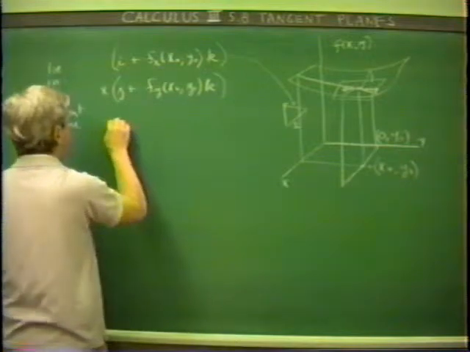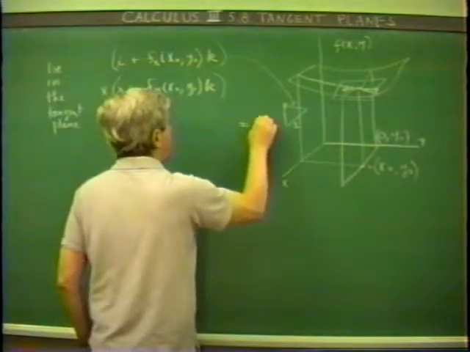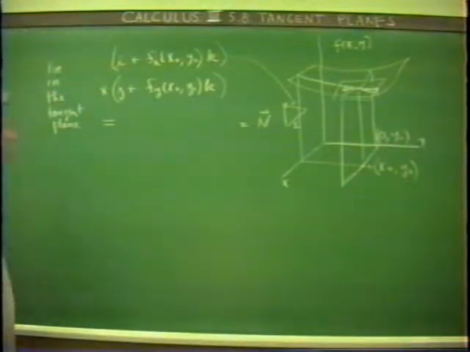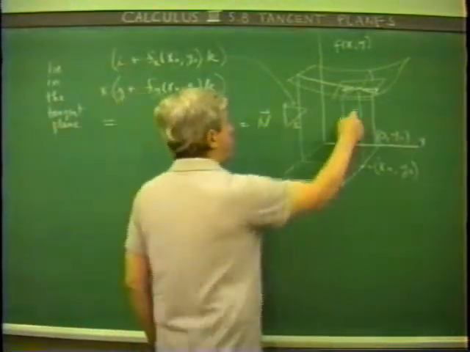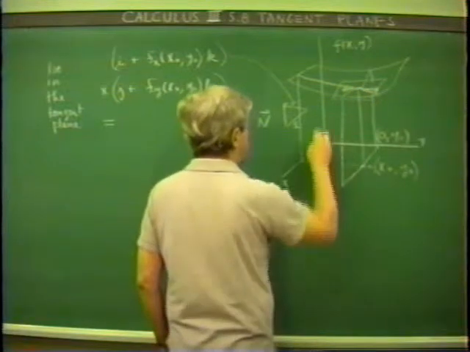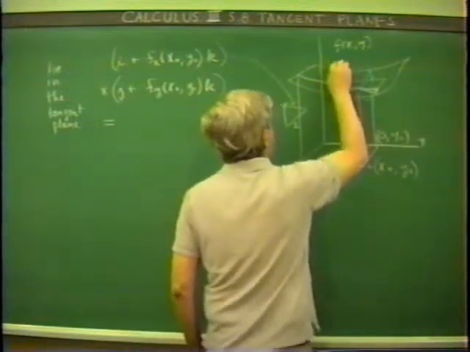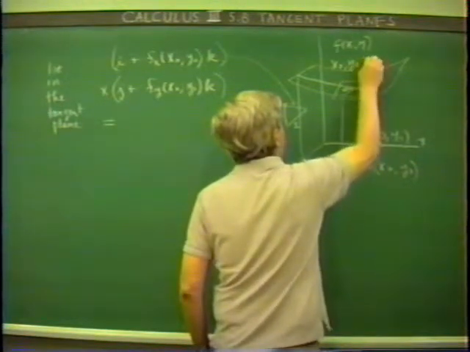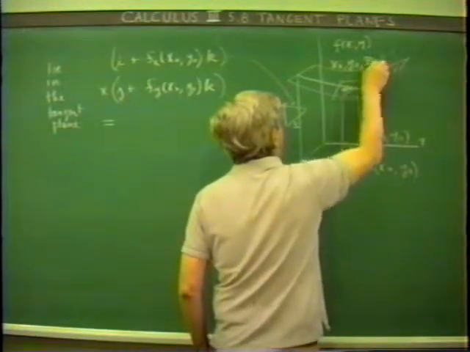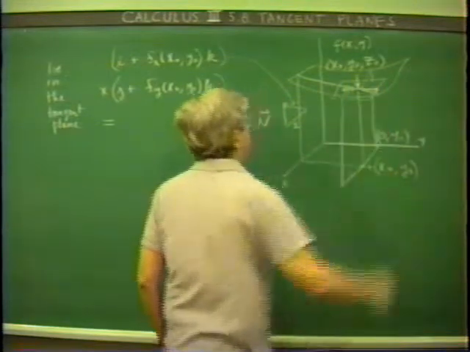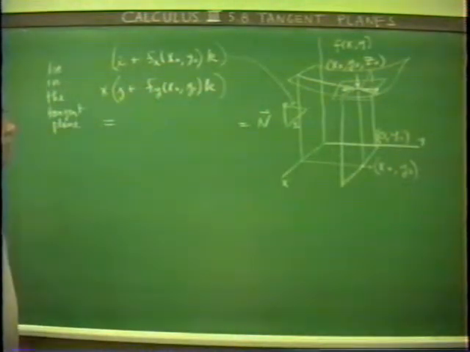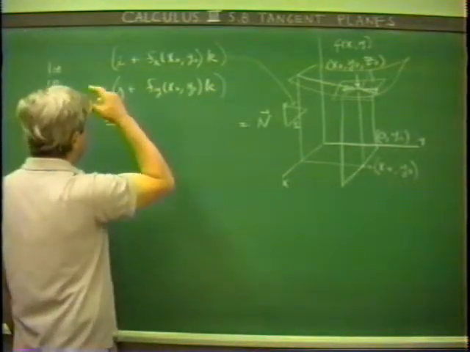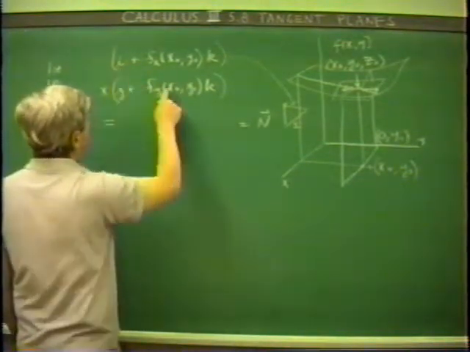So that consequently, if we take these two vectors and take their cross product, this is going to give us a vector which is normal to the tangent plane. Once we have a normal vector, and we also know that the position of this is at the point x naught, y naught, z naught, if you want, where z naught is f of x naught and y naught, then we'll be able to write the equation of the tangent plane.